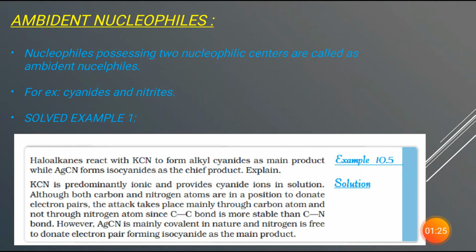So ambident nucleophiles. What are ambident nucleophiles? Nucleophiles possessing two nucleophilic centers are called ambident nucleophiles. That means they can donate from the first center as well as from the second center. For example, cyanides and nitrites. So cyanide, C triple bond N. In some reactions, carbon donates electrons, acting as the nucleophilic center. In some other reactions, nitrogen donates. So cyanide has two nucleophilic centers.